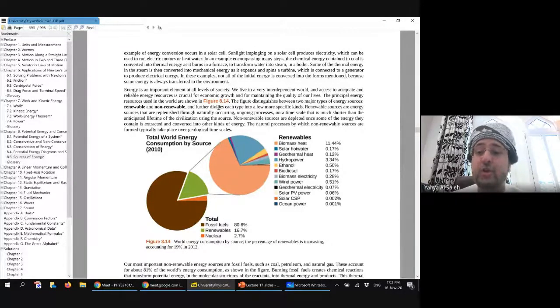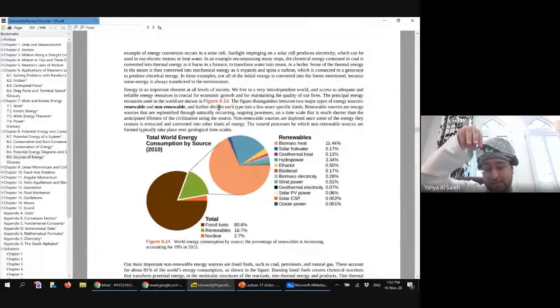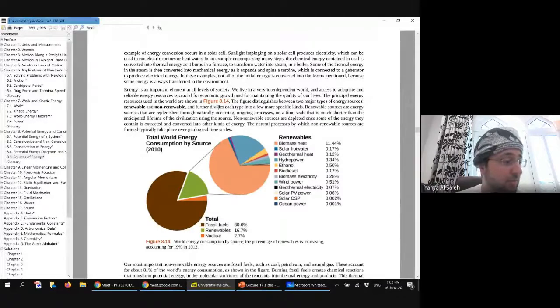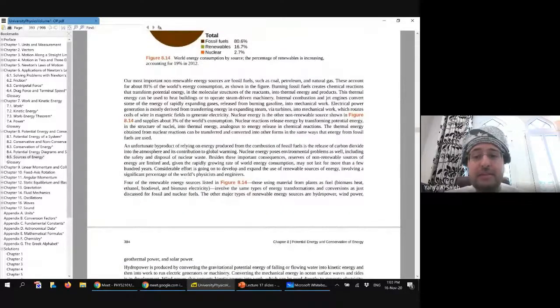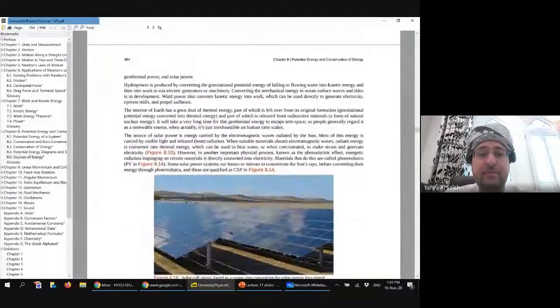You have geothermal heat. Places like New Zealand, for example, are putting long rods inside volcanoes and getting that heat. You have hydropower. Someone mentioned hydropower, Lubna. You put dams. You have ethanol, biodiesel, wind power, ocean power.